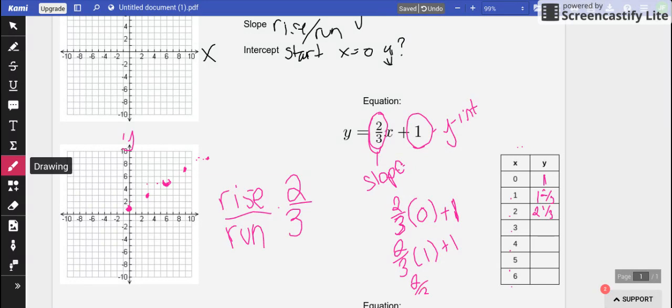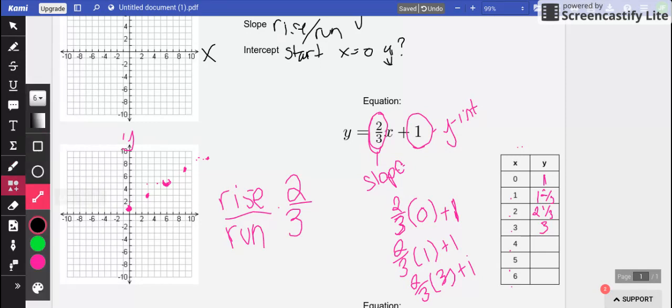But if I keep going through this strategy here, and I get 2/3 times 3 plus 1, I get an answer of 3. And that's something that I can graph on my graph, which you see over here. I have a point at (3, 3). So I can take a ruler and draw a nice straight line through my points. Let's see if I can draw a line here through my points, and I get my graph.